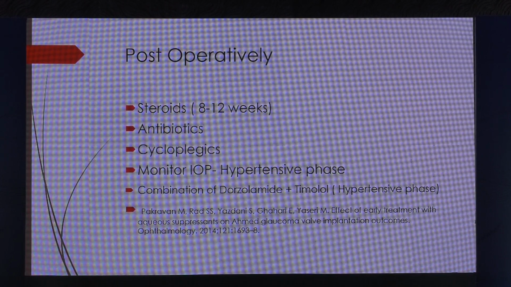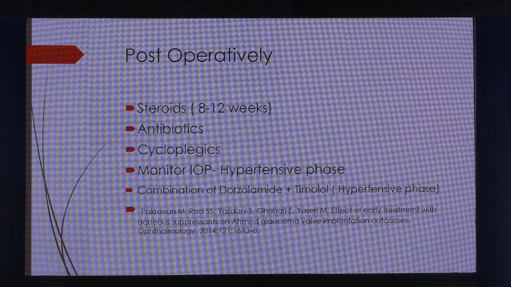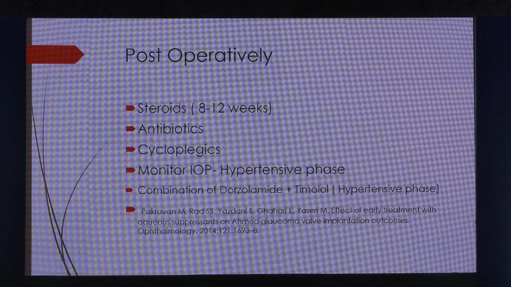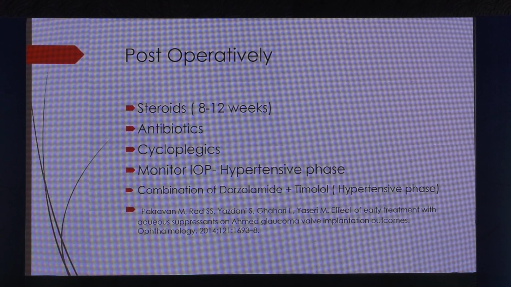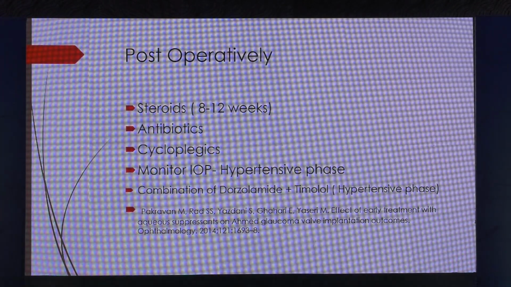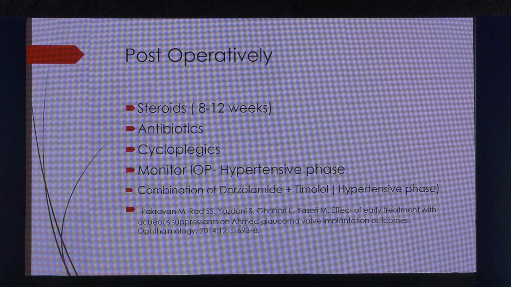And the studies have suggested that if the pressure goes beyond 10, you can start a combination of dorzolamide and timolol to improve the success of AGV. And so I think it has become now a routine. If the pressure goes beyond 10, 12, you can start with anti-glaucoma drops for a few weeks till your pressure comes down.